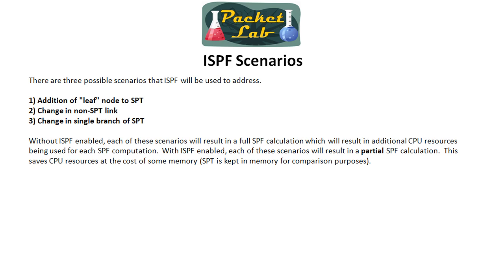So without ISPF enabled, each of these scenarios is going to trigger a full SPF calculation, and we already know the bad juju behind that: it's going to eat up CPU resources, as well as take longer to converge. With ISPF enabled, each of these will result in a partial SPF calculation, which saves us CPU cycles as well as convergence time at the expense of a little bit of memory here. So let's jump in and take a look at the first of these scenarios.